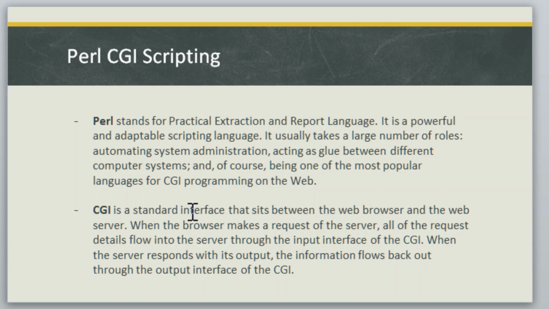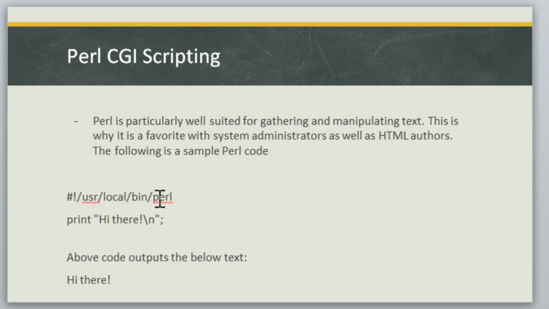So guys, CGI is a standard interface that sits between the web browser and the web server. When the browser makes a request of the server, all the request details flow into the server through the input interface of the CGI. When the server responds with its output, the information flows back out through the output interface of the CGI. So let's look at an example of Perl CGI scripting here.